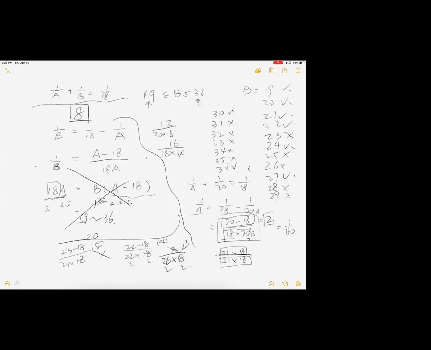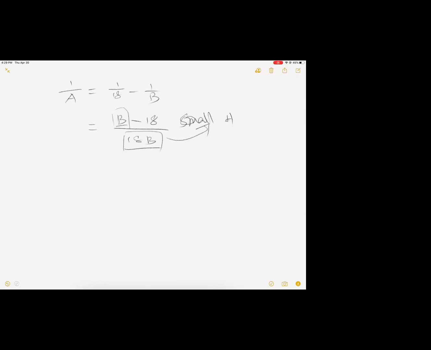Okay. So for this specific problem, once we find a range of B, we can dive into this: 1 divided by A equals 1 over 18 minus 1 over B, and this is 18B. This is B minus 18. All we need is to make sure that when we do the B minus 18, it will be a small number. We want to make sure the denominator has this small number as a factor. So that's it. When you work on this, you need to find a range, and then you need to make sure B minus 18 is a factor of the denominator, 18B.